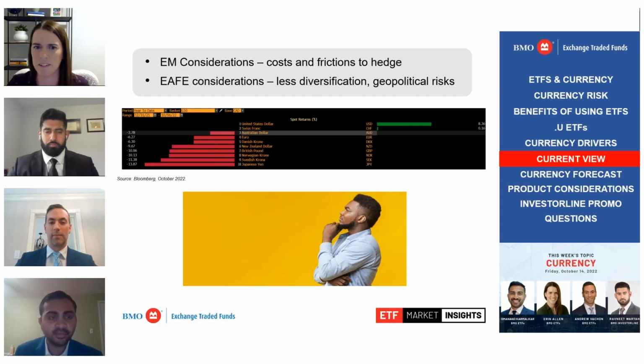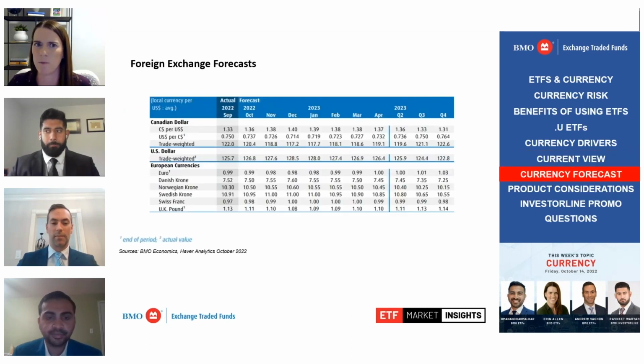Awesome, thank you. And of course, it depends on your own views and your time horizon there as well. But that's some good ideas there. Now, quickly walk us through this chart. It's from Capital Markets. It's our forecast at BMO in terms of currencies for the rest of the year.